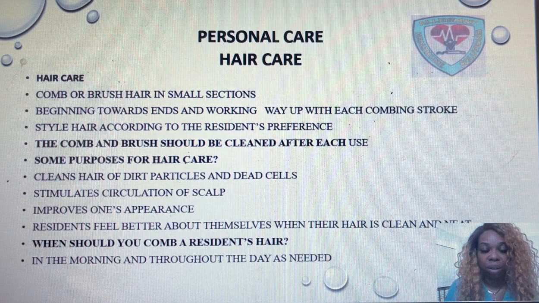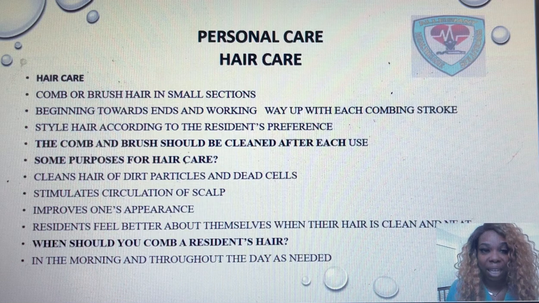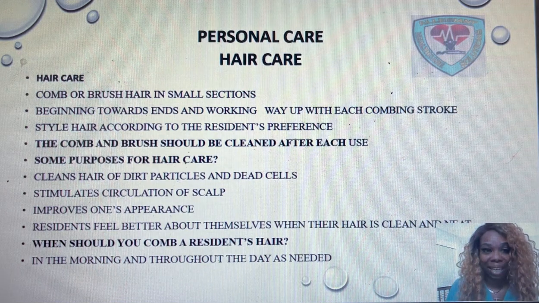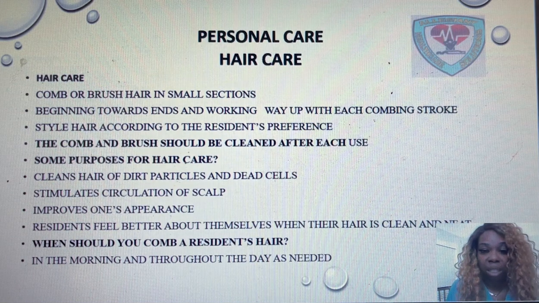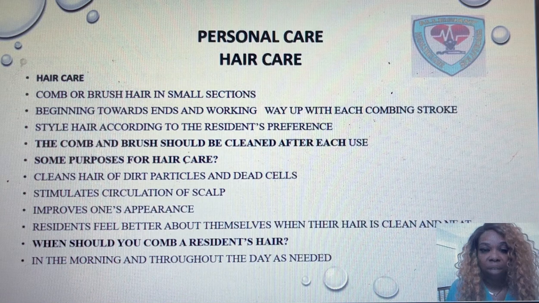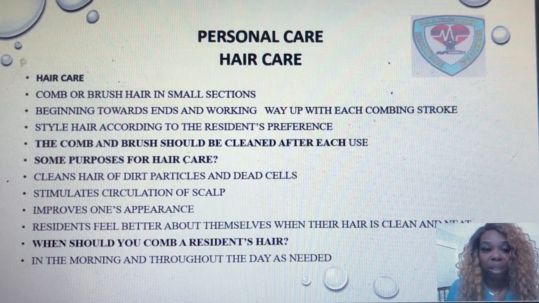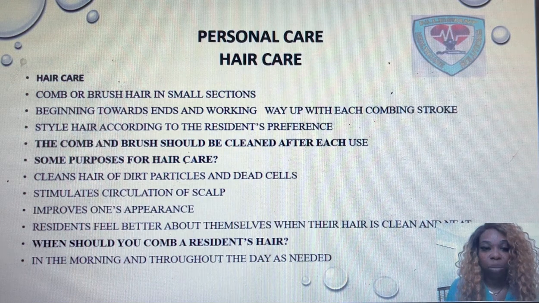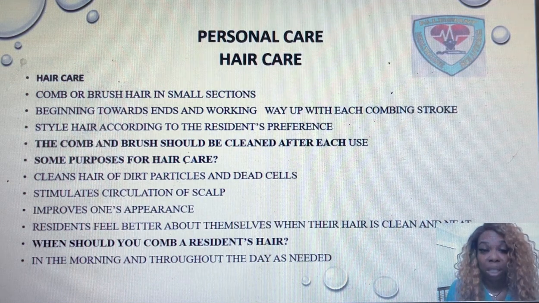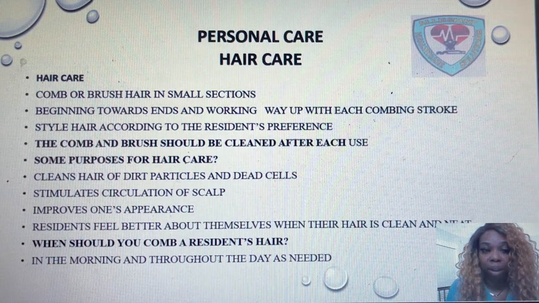Remember, any personal care that you will provide to the resident, you will first consult with the care plan and the nurse before providing any care. With hair care, we're going to comb or brush the hair in small sections. You're going to begin towards the end of the hair and work your way up towards the scalp when you are combing the hair. You want to style the resident's hair according to the resident's preference. It is their right to determine how they would like their hair styled.